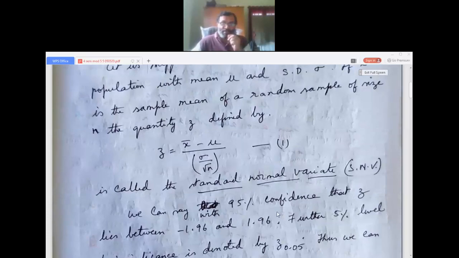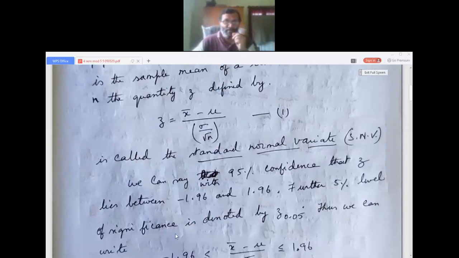We can say with 95% confidence. So this is the theory; I'm lightly explaining the theory for you. For you, the problems are very important, this you should just know. We can say with 95% confidence that Z lies between minus 1.96 and 1.96. Just imagine the standard normal variate, the bell-shaped curve: this side 1.96, this side minus 1.96.